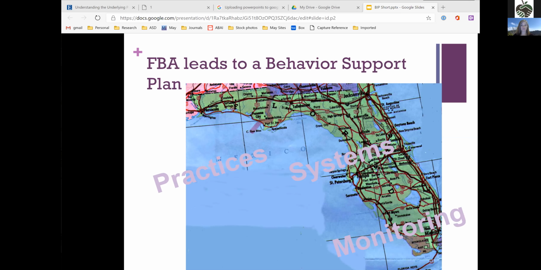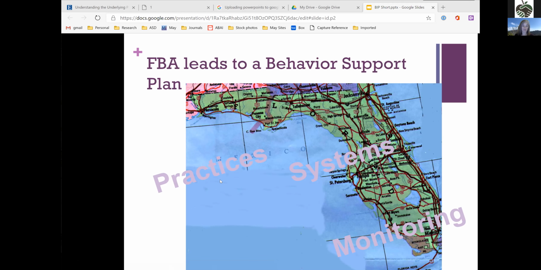All too often I have found that for BIPs, we focus on the practices, and the systems to support a teacher in implementing the BIP get ignored, as does the monitoring. And again, because I don't have time to go into all of that today, we're not going to go into those sorts of things in any depth. People that are interested in more on any of this subject can certainly reach out to me. We have a lot of resources and supports, including training in all of these areas.